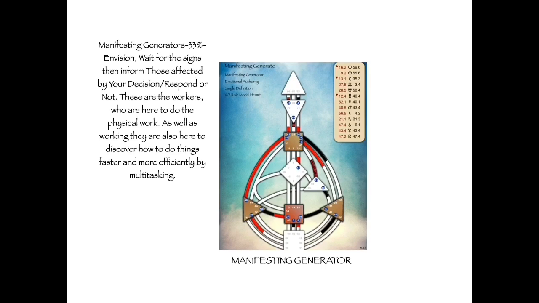Where we have the difference between the manifesting generators and the generator types is that a manifesting generator will need to inform those who are affected by their decisions of the decision that they're going to respond to, or of something they're going to respond to. Now, it's only going to be the people that are affected by their decision. It's not necessary to have an email sent out to everyone on your contact list.